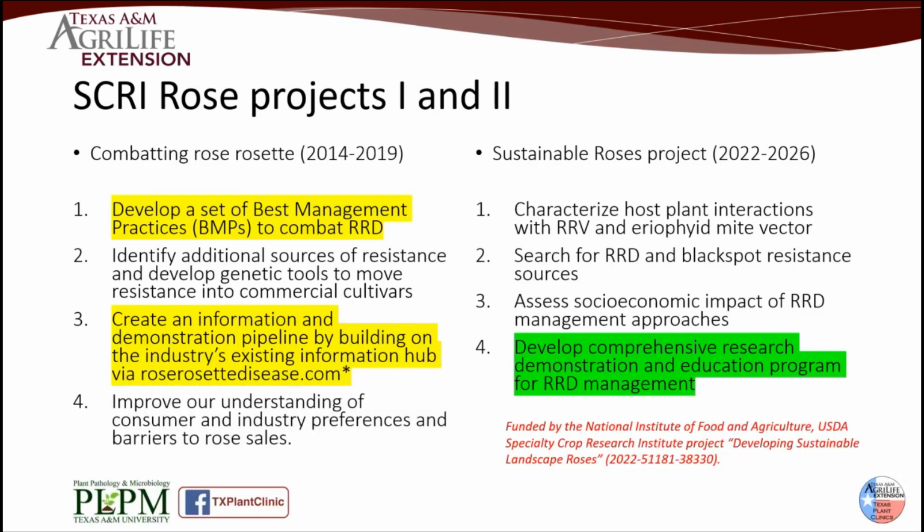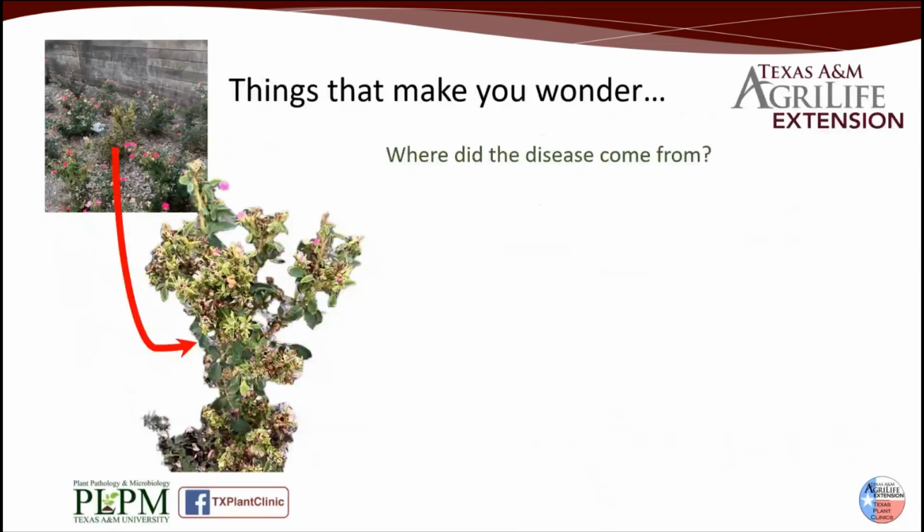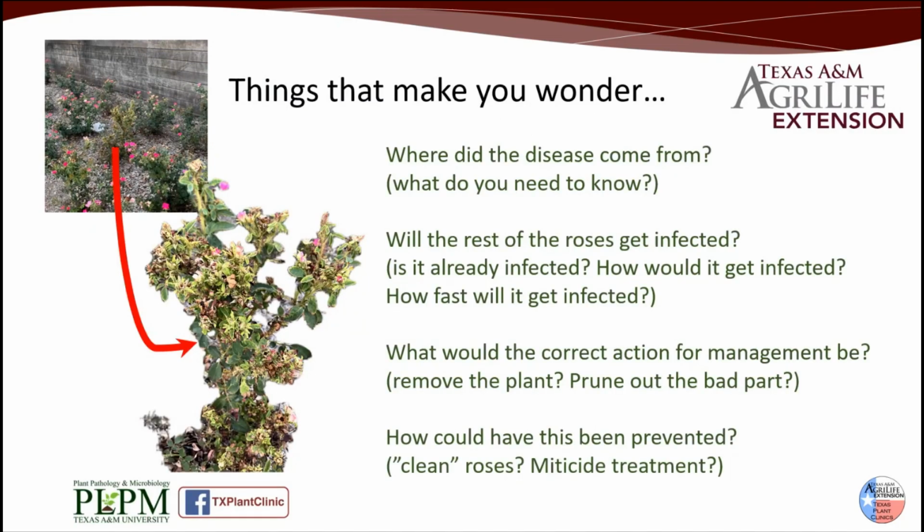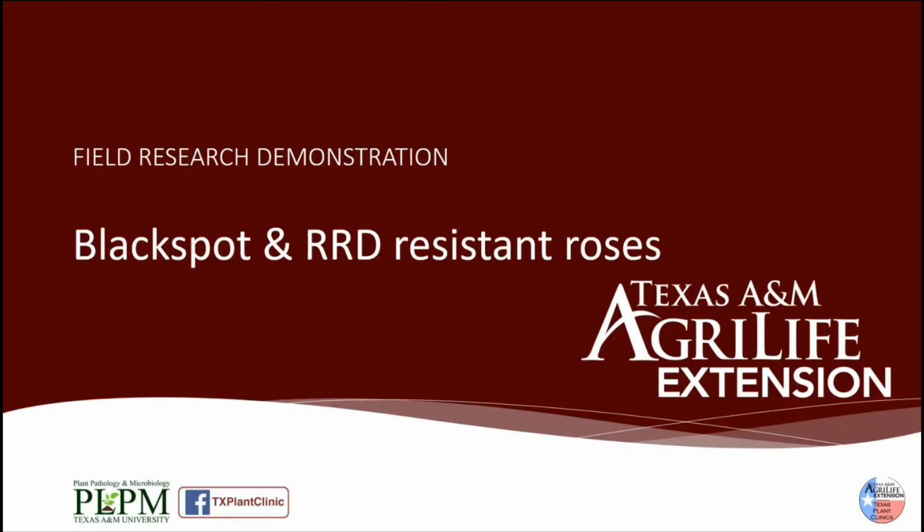So moving forward, I'm going to skip some of this. These were some of the questions that I shared with that group last year. Like, where did this disease come from? Will the rest of the roses get infected if it's in a garden or whatnot? What's the correct action for management? We don't have a great answer for that. We're trying to. And could this be prevented? So those were things for them to ponder, and perhaps for you to ponder as well.